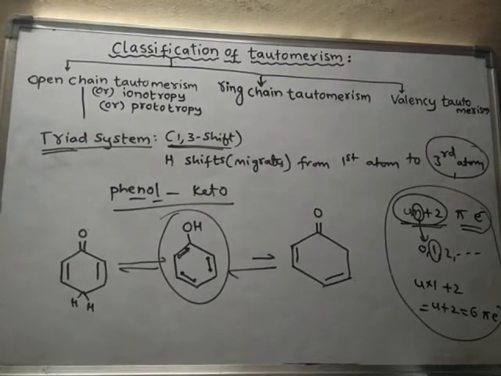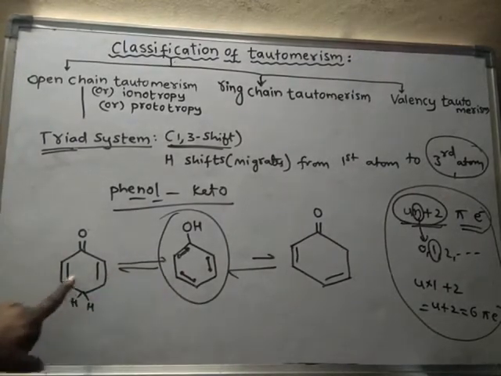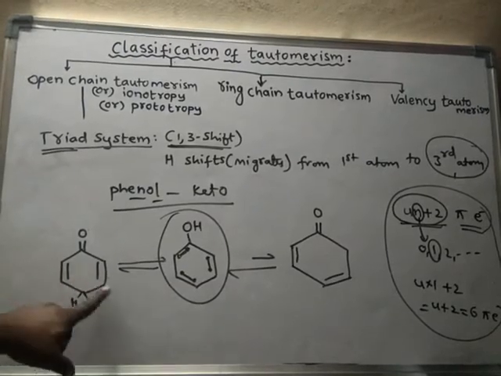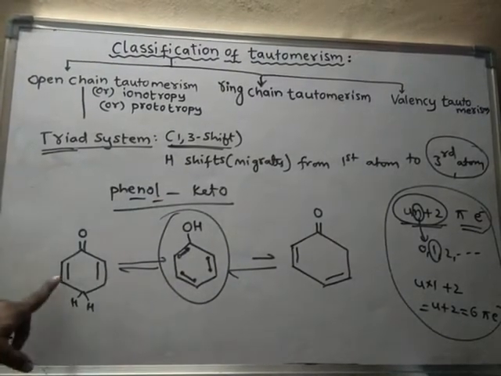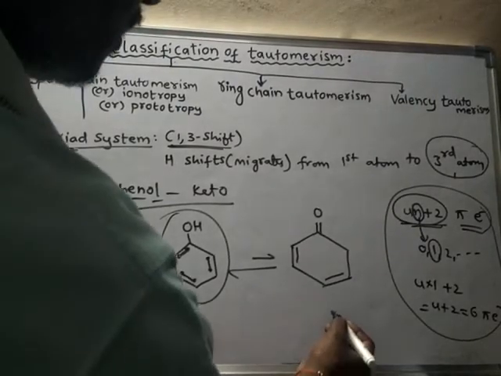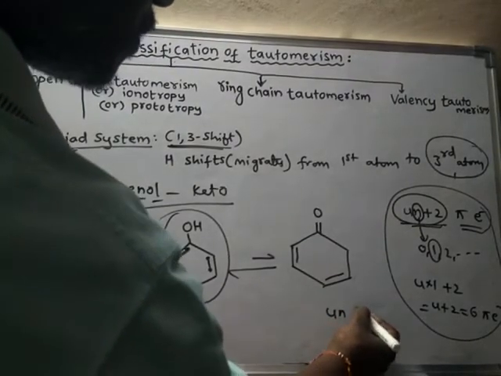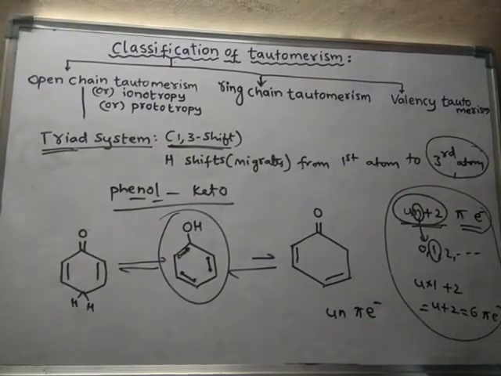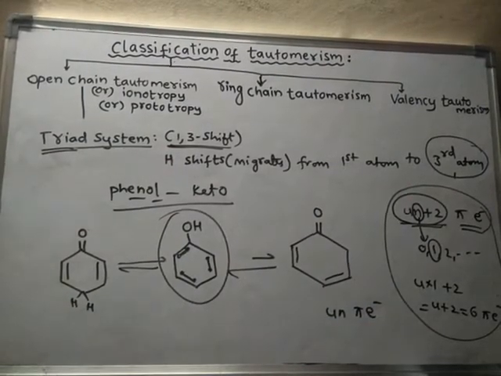So a compound which is aromatic in nature is more stable. So that means it is more stable than this one, because this one is not having aromatic nature. It is having anti-aromatic nature. Anti-aromatic nature means if it has 4n pi electrons, then it is said to have anti-aromatic nature.